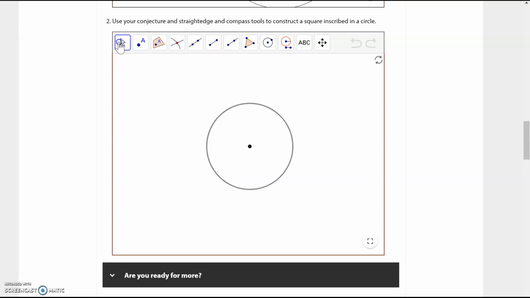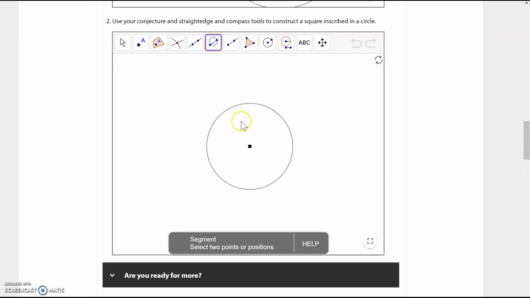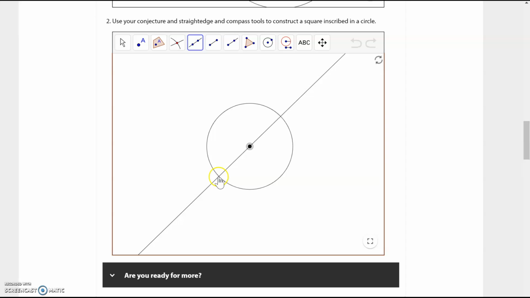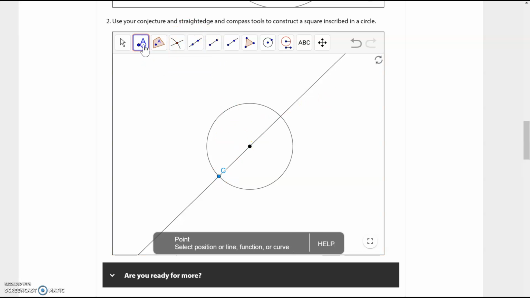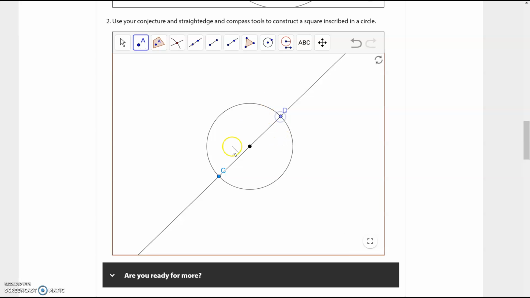So if I draw a line that goes through the center of my circle, I can create this diameter. Now, if that's our diameter, and we think that the diameters are perpendicular bisectors of one another, all we have to do is find the perpendicular bisector of CD.